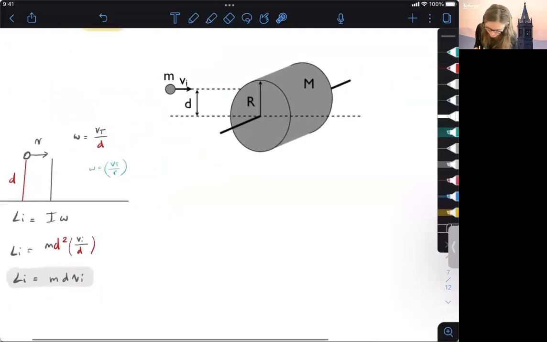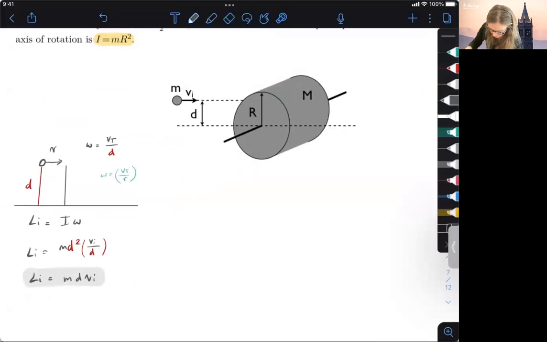Okay. What about final? What's happening finally in this system? This is true basically for any particle, and you can model it at any distance away from a point. As it gets closer, right when it strikes, this is what the radius would be here. But I'll show you an example where we're looking at the radius further and further away, and there's a little bit of a difference there. Okay.